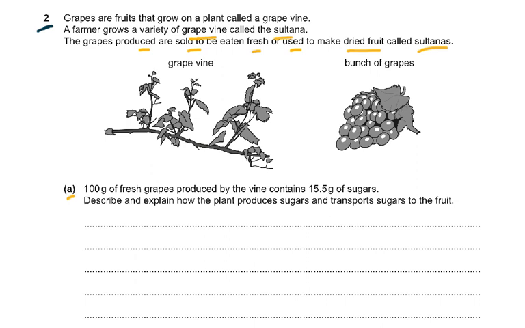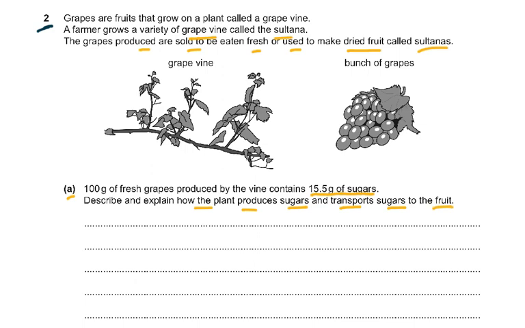A. 100 grams of fresh grape produced by the vine contains 15.5 grams of sugars. Sugars. Didn't say the name of the sugar. Sucrose is a sugar, fructose is a sugar, glucose is a sugar. Describe and explain how the plant produces sugars and transports sugars to the fruit.